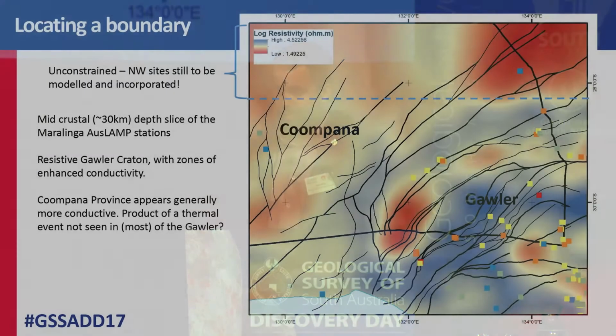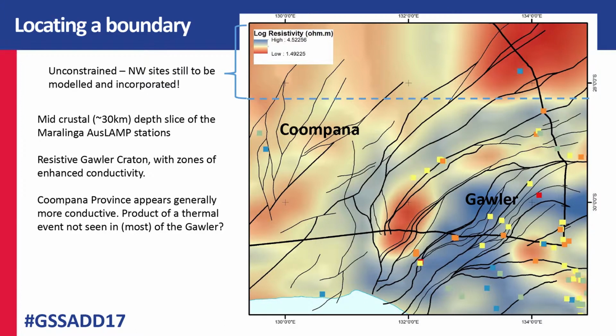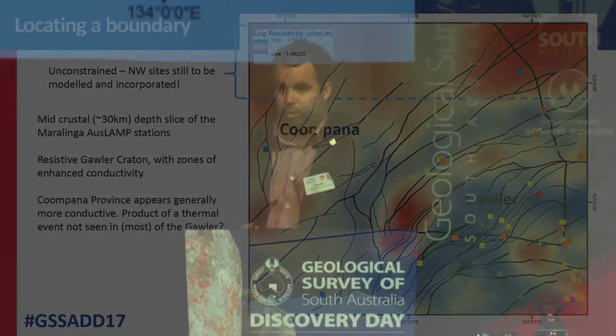Let's have a look at the MT data. Again, a common theme throughout these few talks. We can see, as Kate and Stacey pointed out, Gawler fairly resistive towards the core, and the Coompana crust is fairly conductive. So again, there's something different going on between the two. We can also see a few zones within the Gawler itself that look like they are conductive and maybe a product of intracratonic reworking or major structures that have been hit by some fluid flow or magmatic events.